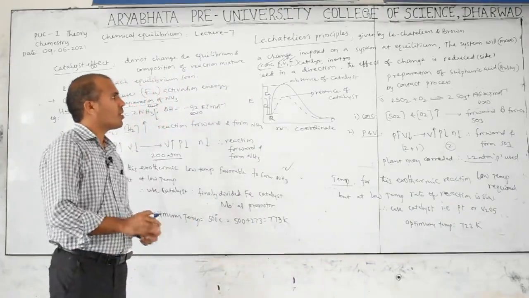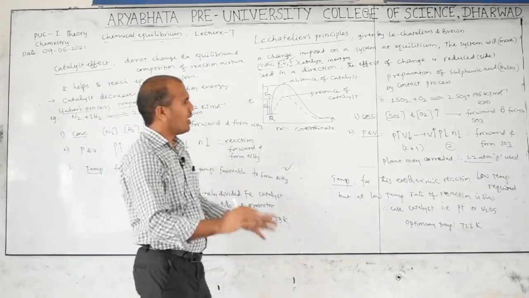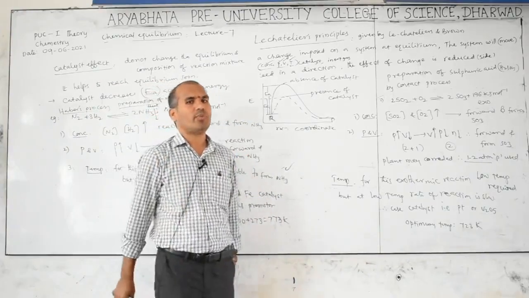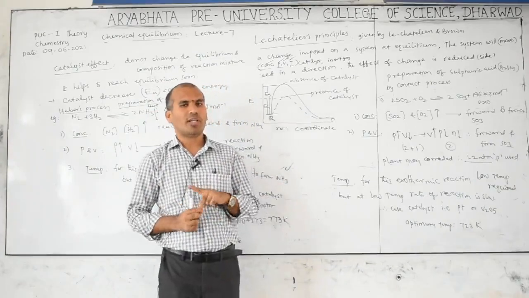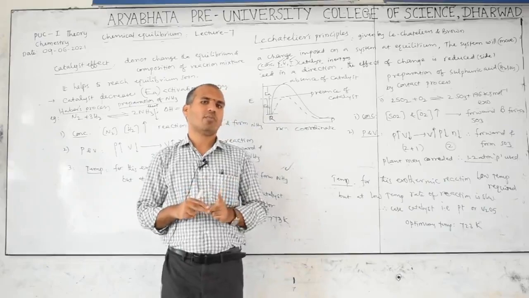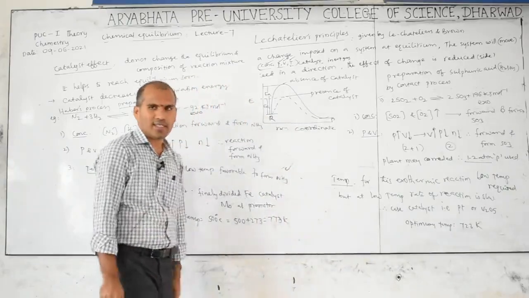Temperature effect also completed. With this, the equilibrium part is totally completed. Only chemical equilibrium, not the whole chapter. In this topic, two are there: one is chemical equilibrium, another is ionic equilibrium. So only the chemical equilibrium part is completed. The remaining ionic equilibrium part is left. We will discuss it in the next class. Thank you.